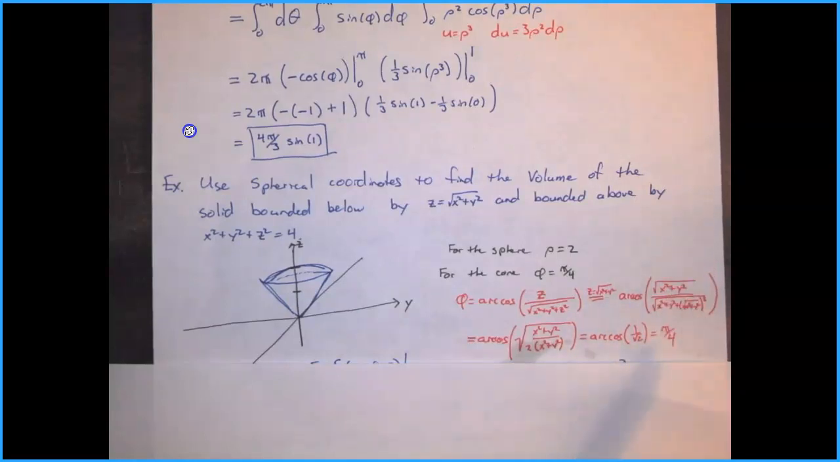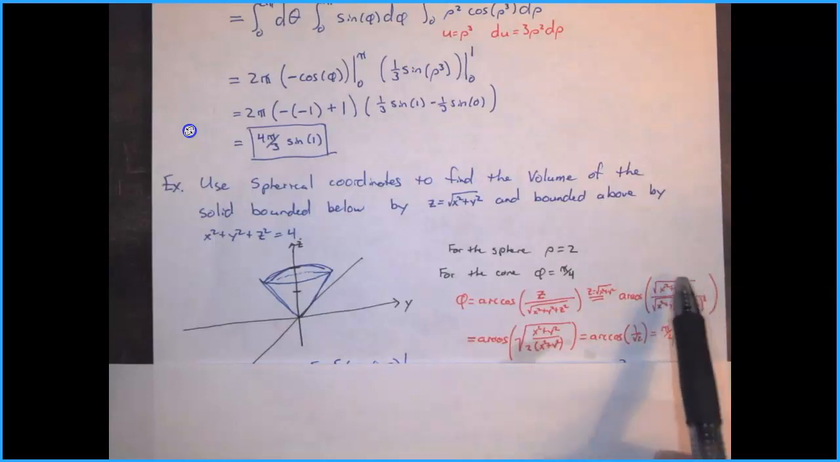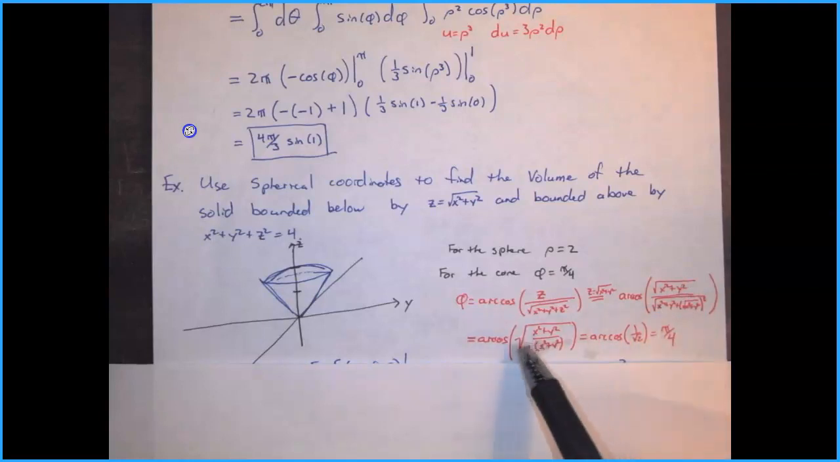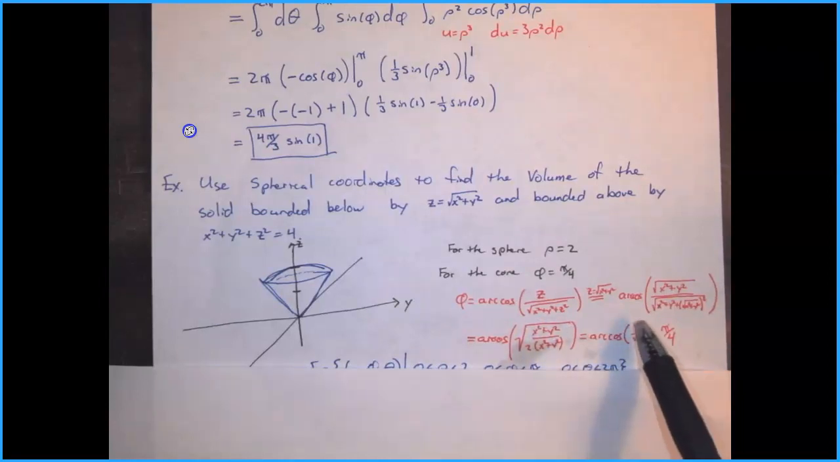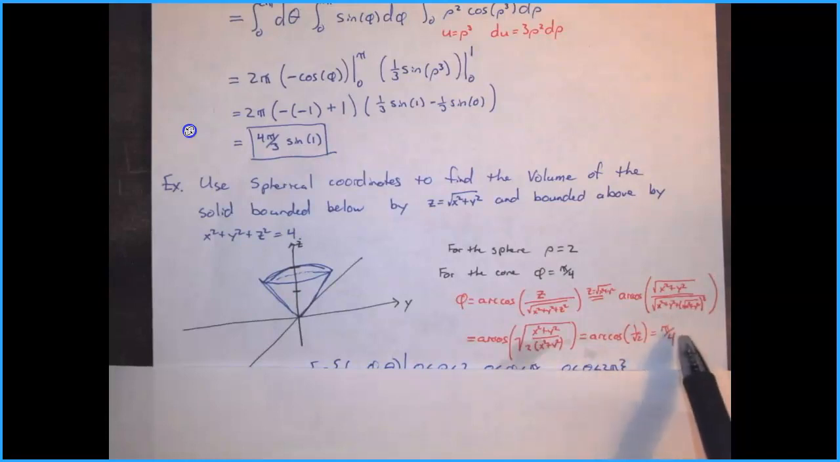In the numerator, I just get square root of x squared plus y squared, and in the denominator, for z squared, I get x squared plus y squared, which is just going to be 2 times x squared plus y squared, all under the square root. If the numerator and denominator are both under the square root, I can just take the square root of the fraction. And so I get x squared plus y squared over 2 times x squared plus y squared. That's just 1 over the square root of 2. And that is the same as square root of 2 over 2. So cosine of what angle gives you square root of 2 over 2? That's pi over 4. So that's another way you can derive that the cone is phi equals pi over 4.